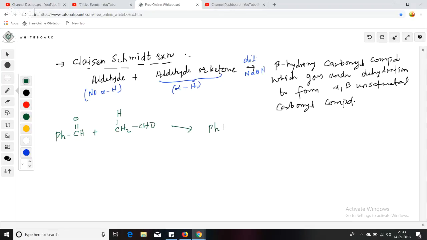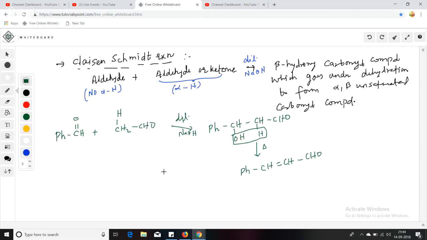PhCH(OH)CH2CHO, and when you heat this with the dilute NaOH base we are using, H and OH come out as H2O, and we'll get PhCH=CH-CHO. This is the product we get.